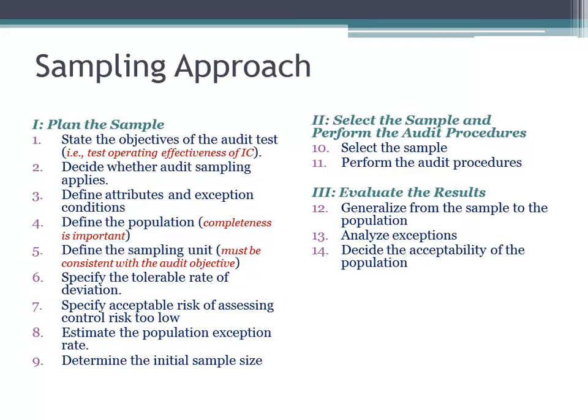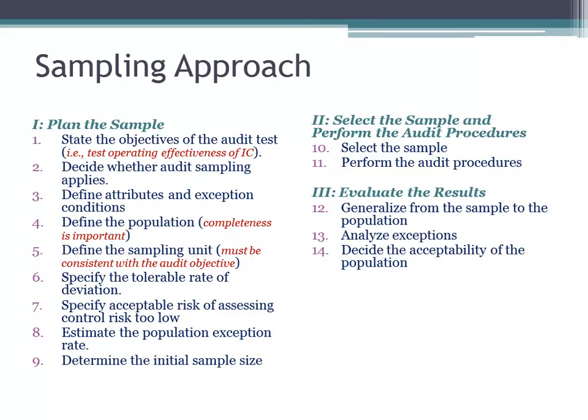So you expect that there's going to be some exception rate based on prior experience, based on what you know about the client, and testing internal controls from the prior period. Then you estimate what that population exception rate is, so that you know there's some built in exceptions. From that, you determine the initial sample size, and this is where the AICPA tables come in. We'll go through some examples where you plug in these criteria, and that gives you what your sample size should be. So that's your planning your sample.